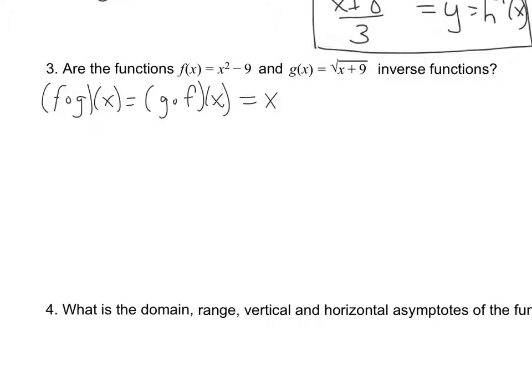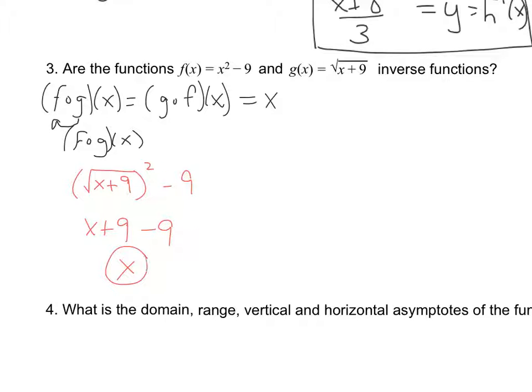So start with f of g of x, where I'm putting g in for f. So our f function is x squared minus 9. So instead of having the x, I'm going to put the g function, which is square root x plus 9. So now if I square the square root, I get x plus 9, because those cancel, minus 9, which gives me x.